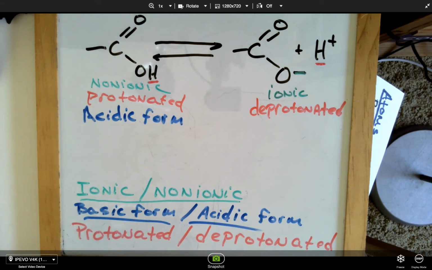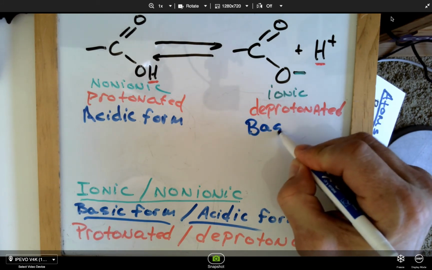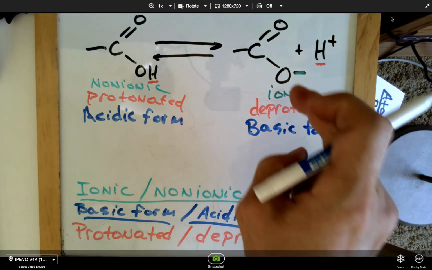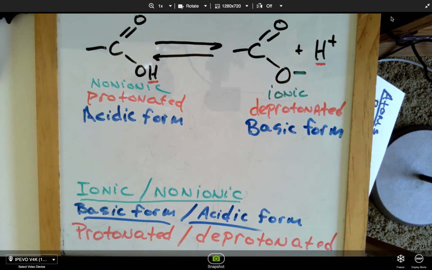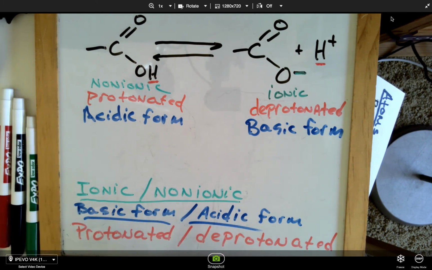And then the basic form is the one, we define it as the form that can accept a proton. Not the form that has already accepted the proton, but one that can accept. So that is this one right here. So we say this is the basic form. The basic form is the one that can accept a proton. The acidic form is the one that can donate a proton. So make sure that you can apply these three pairs of terms to a carboxyl group.